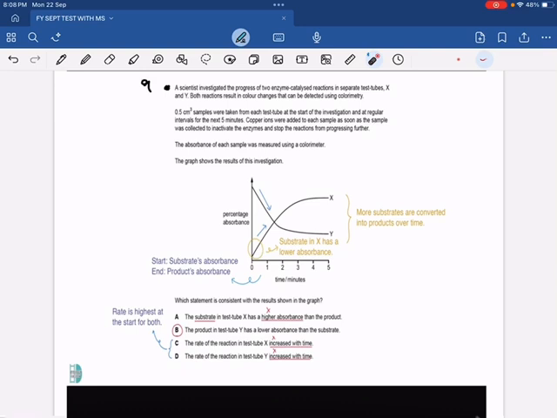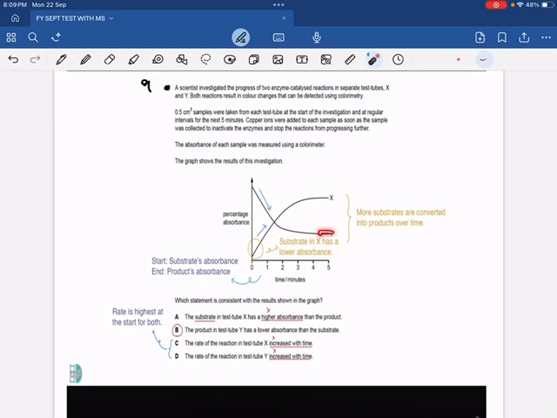In test tube Y, we can see what's happening to the product. In test tube A, the product was increasing. In test tube Y, the product is decreasing. So it's true that the product in test tube Y has a lower absorbance than the substrate.